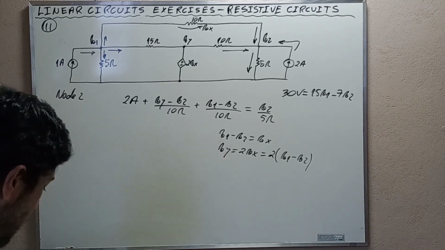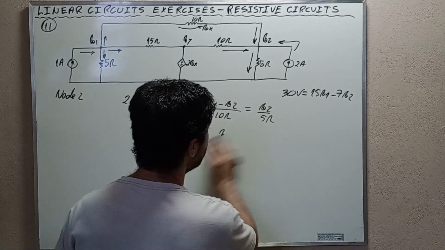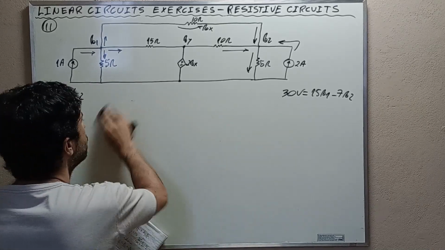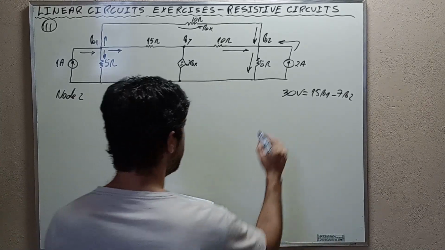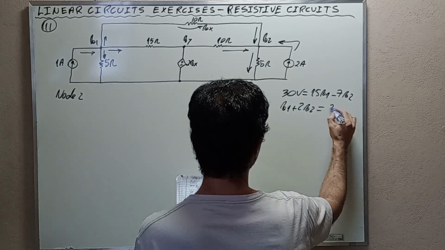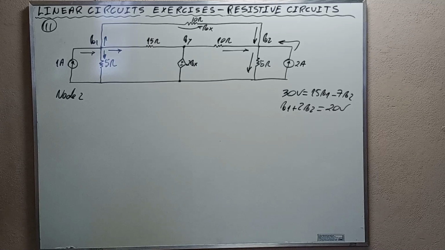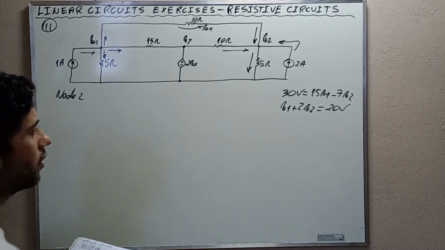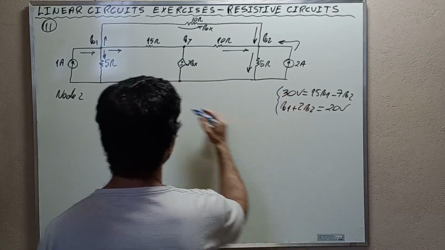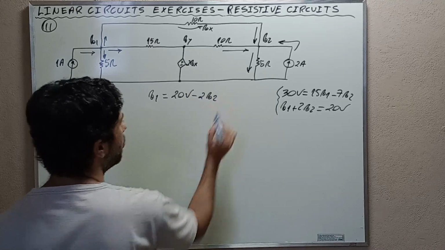You simply use this, and you're going to find, and I'm going to store it here because it is the result of the analysis of node 2, that V1 plus 2 times V2 is equal to 20 volts. Okay, my friends, now that we have these two equations, we can calculate what we want. Observe here that V1 is equal to 20 volts minus 2 times V2.